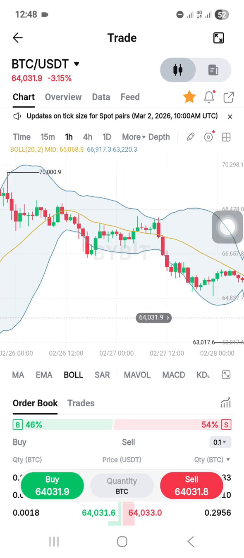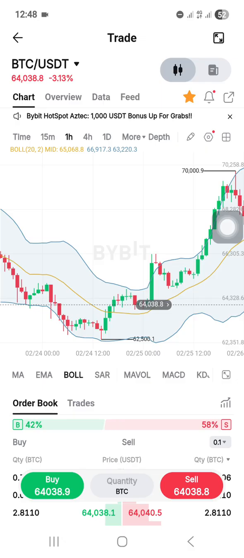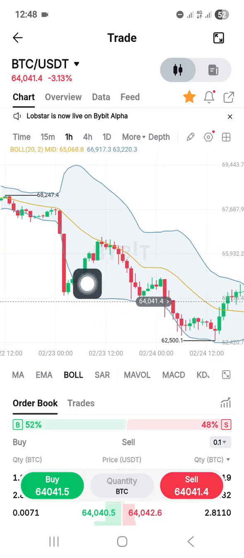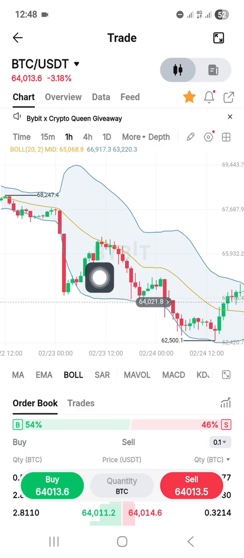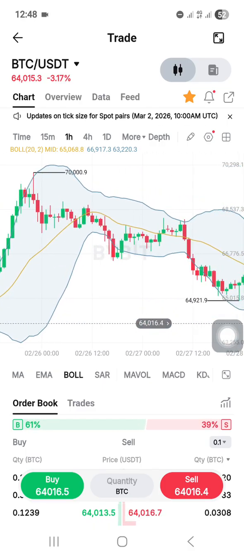Let's go on 1 hour. You can see this short term trade, a lower time frame, pardon me. You can see here on a lower time frame, the market was below it. You can see the price action was below it. You can see it here.